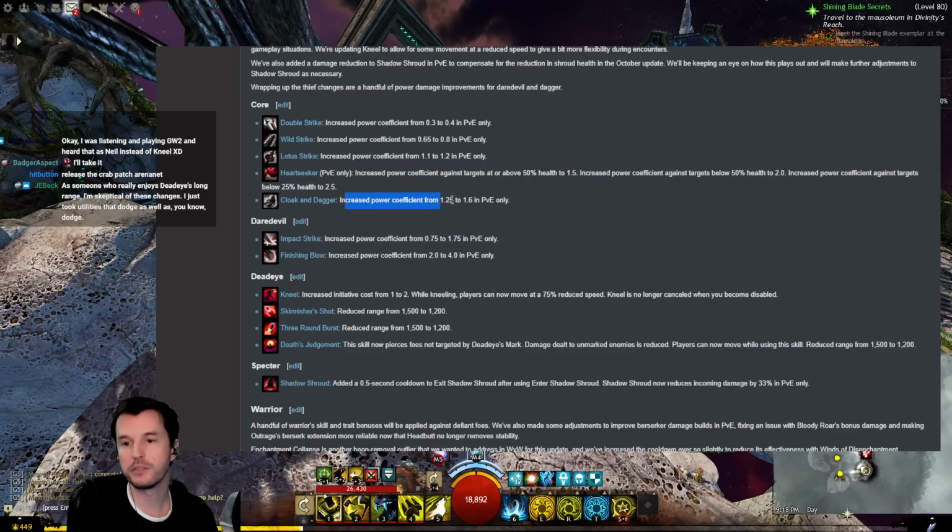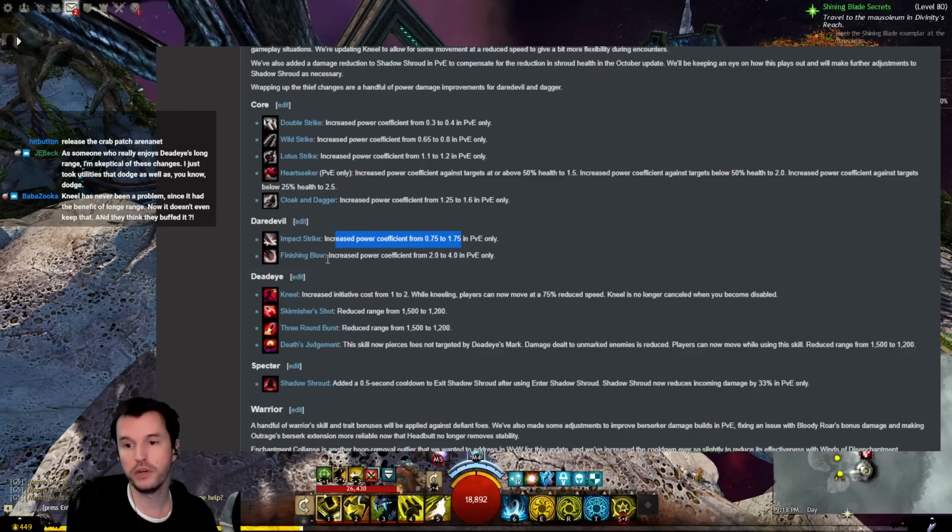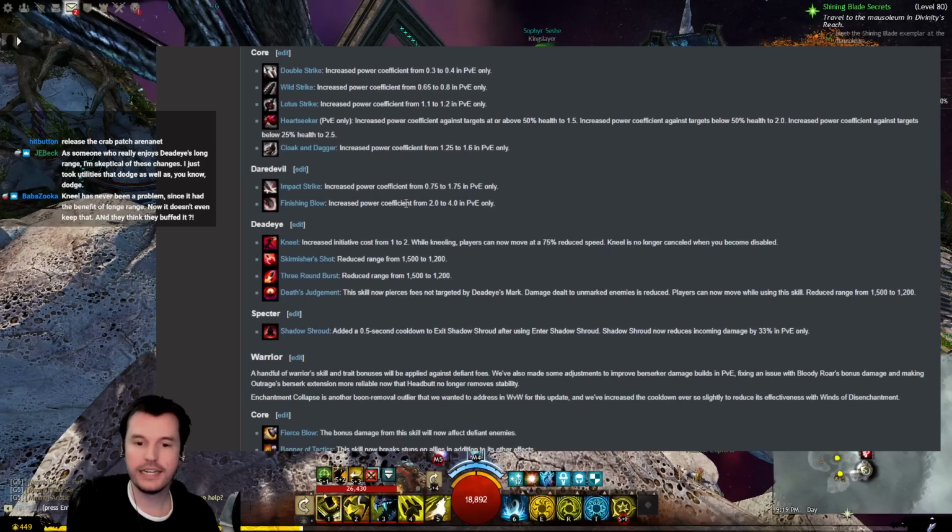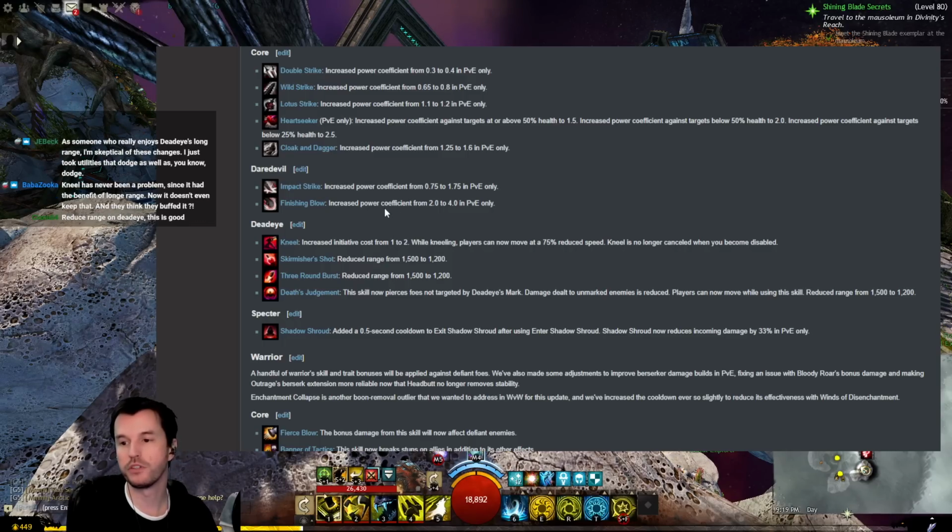Cloak and Dagger, increased power coefficient slightly PvE only. Daredevil, Impact Strike, increased power coefficient by over double in PvE only. Finishing Blow, increased power coefficient by double in PvE only. Deadeye Kneel, increase initiative cost from 1 to 2. While kneeling, players can now move at a 75% reduced speed. Kneel is no longer canceled when you become disabled.